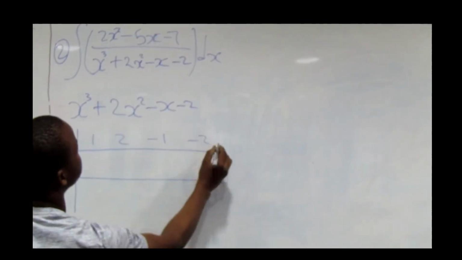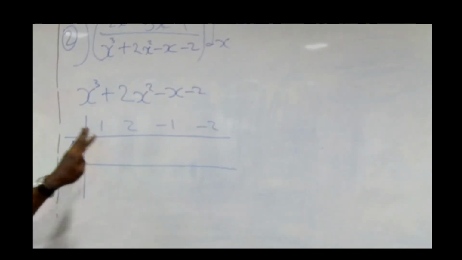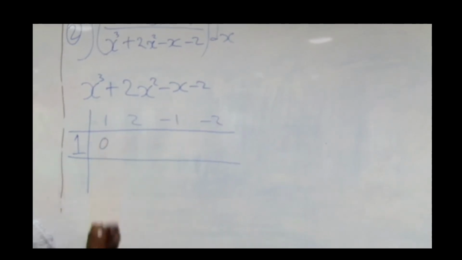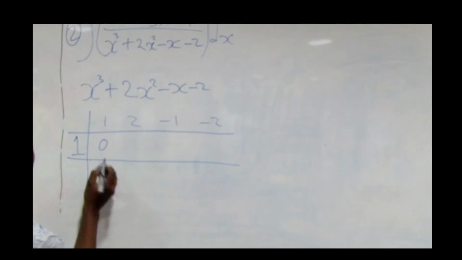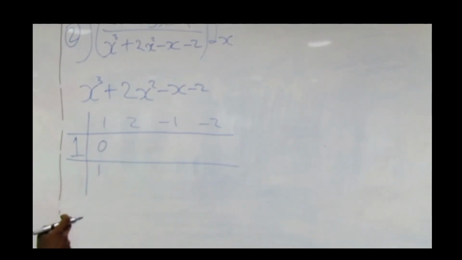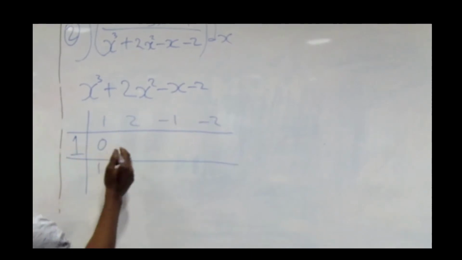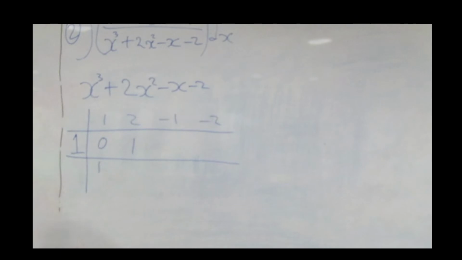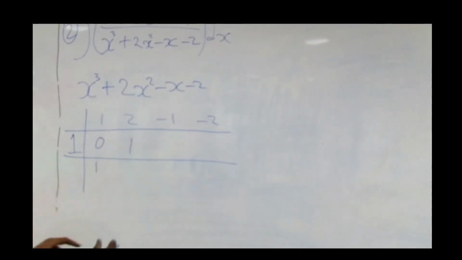Then from the first step, you put 0 here. When you put 0, 1 plus 0 is 1. Then 1 times 1, you put your answer here, which is 1. And again, 2 plus 1 is 3.